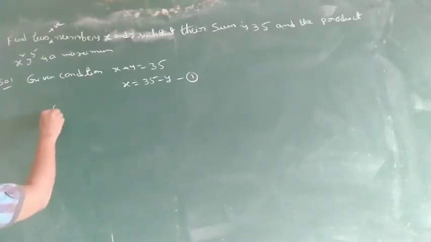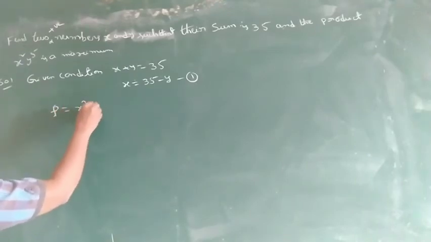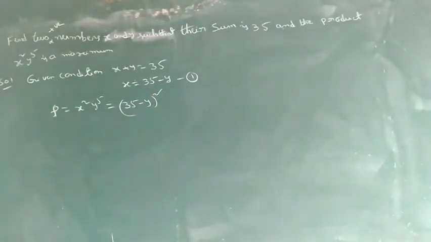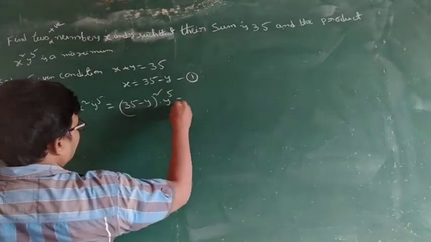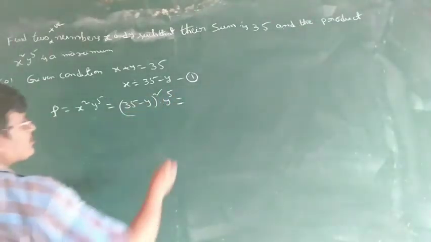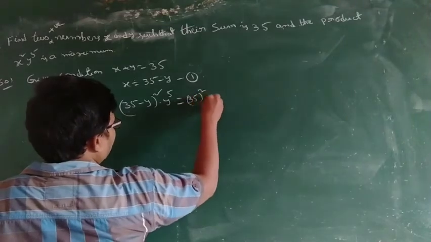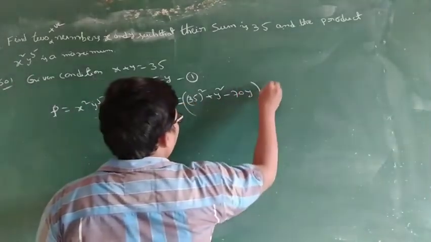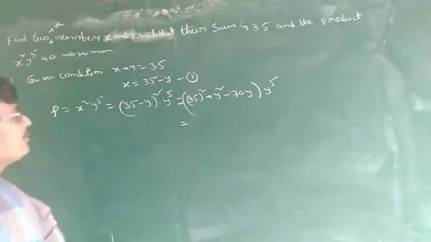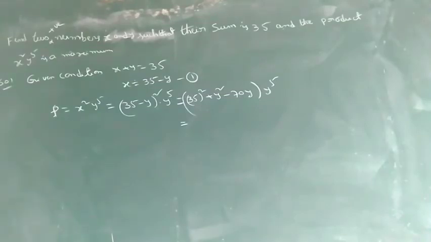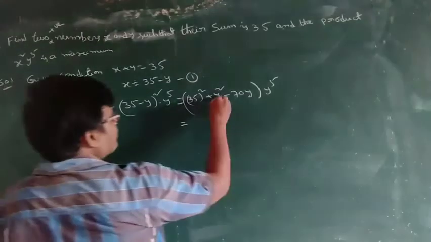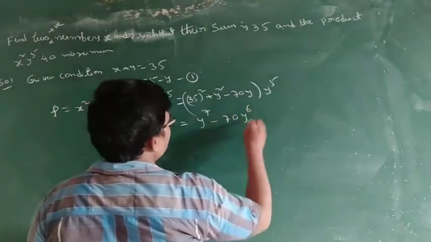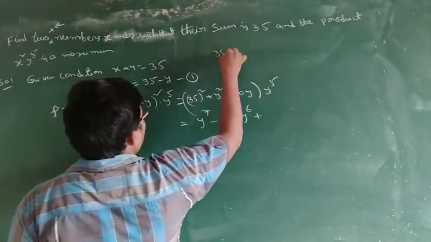Next, f of y is equal to x square y power 5, that is (35 minus y) whole square into y power 5. (a minus b) whole square is equal to a square plus b square minus 2ab. So that is equal to (35 whole square minus 70y plus y square) into y power 5, which gives y power 7 minus 70 y power 6 plus 35 square.